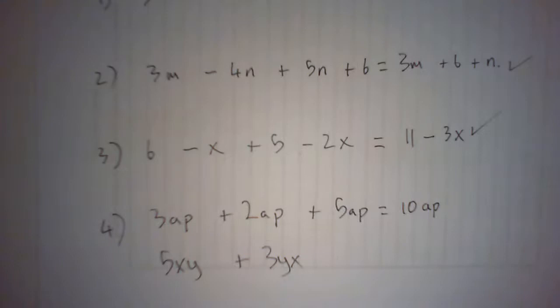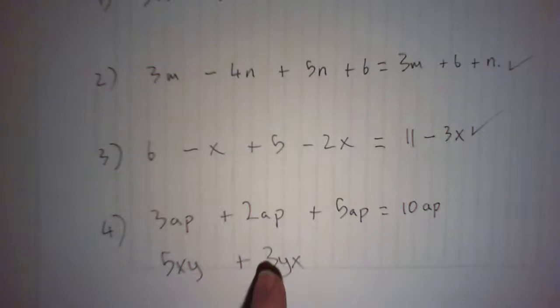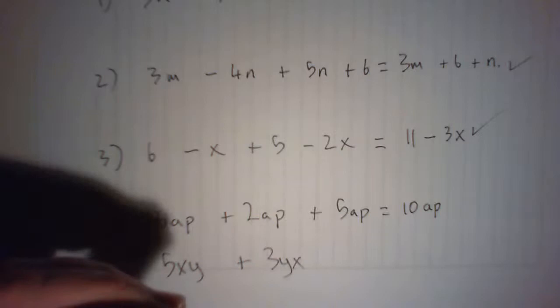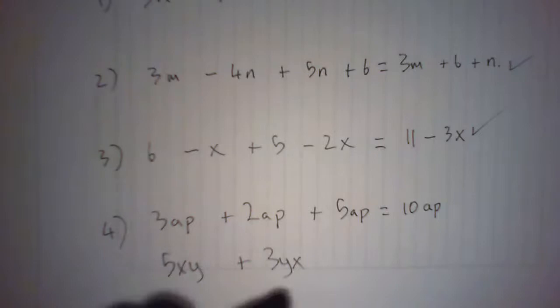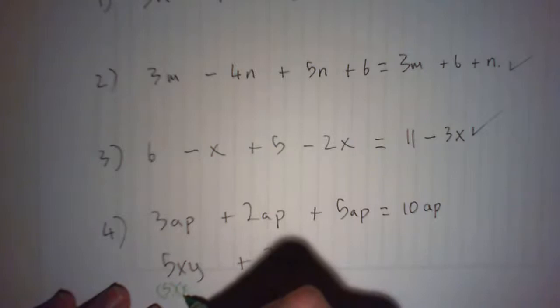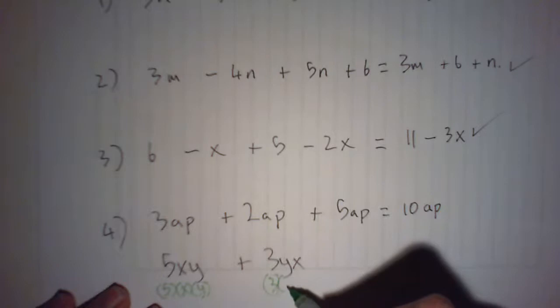So this, let's say it, 5xy, 3yx, xy, yx. No, they don't sound the same, so they can't be added. Is that true? Well, think about it. What is x? What are you doing here? 5 by x by y. This is 3 by y by x.